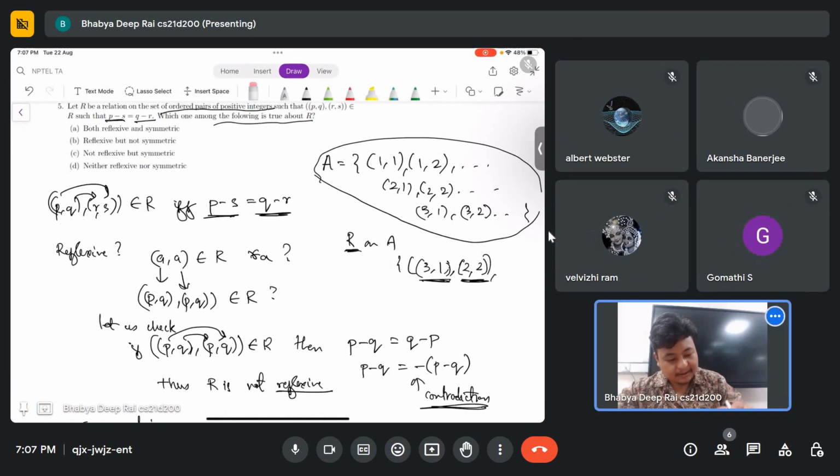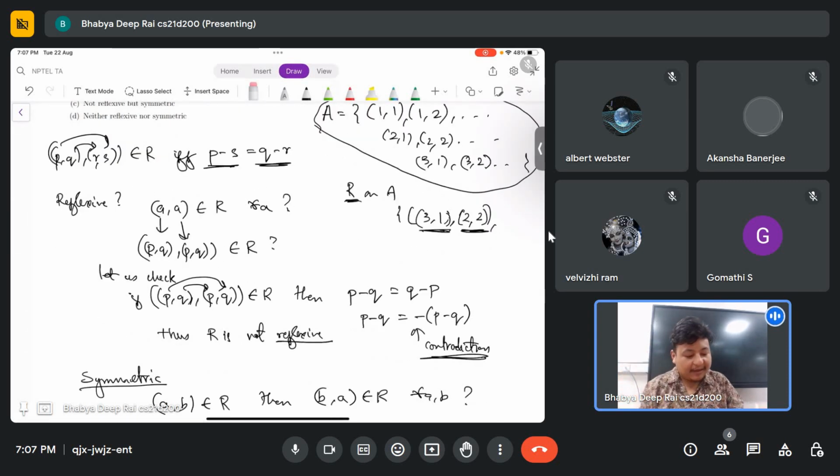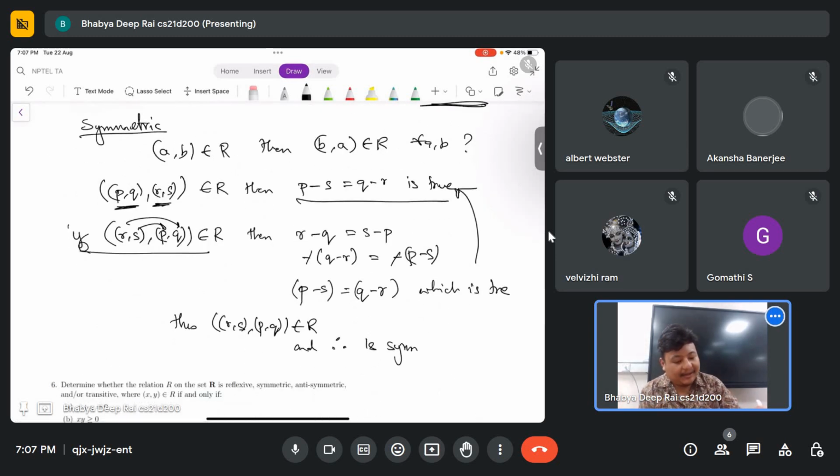Akanksha had answer A, which says both reflexive and symmetric. The problem is in reflexive. It is not reflexive because if it were reflexive, then we get this contradiction. The important fact to note is that we could do this because these were positive integers. If it was not necessarily positive integers, then 0 could have been there. It creates, minus of 0 is 0, and strange kinds of contradictions. So the answer is C.